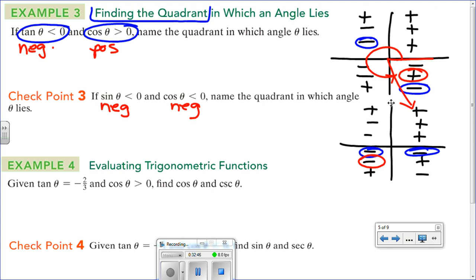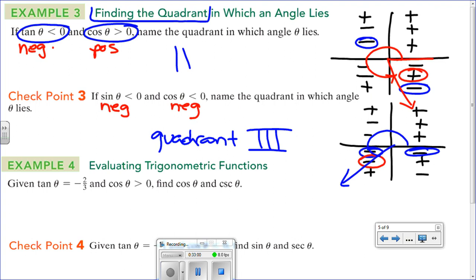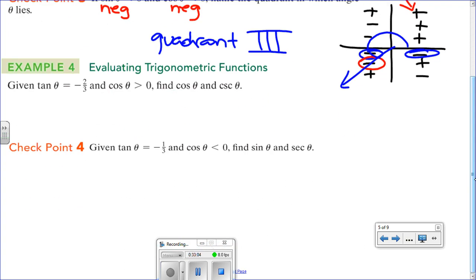Okay, are we clear why we're talking about quadrant 3? So it will be some type of angle like that. And this was quadrant 4. Okay, let's move on to the next problem.